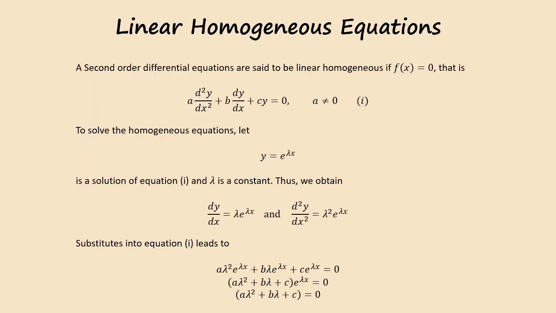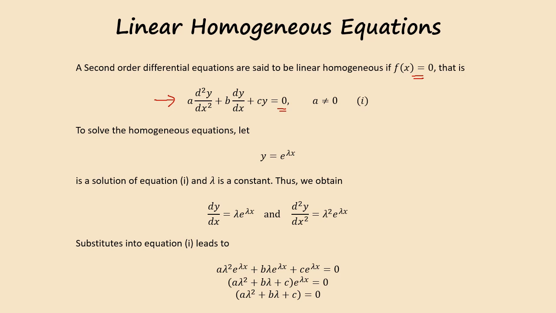Now let's discuss how to solve linear homogeneous equations. The second order differential equations are said to be linear homogeneous if our f(x) is equal to 0. So our equation becomes a d²y/dx² plus b dy/dx plus cy equal to 0. How to solve this homogeneous equation?